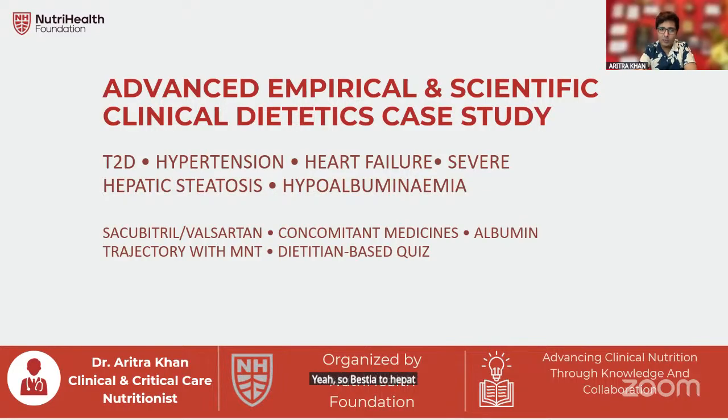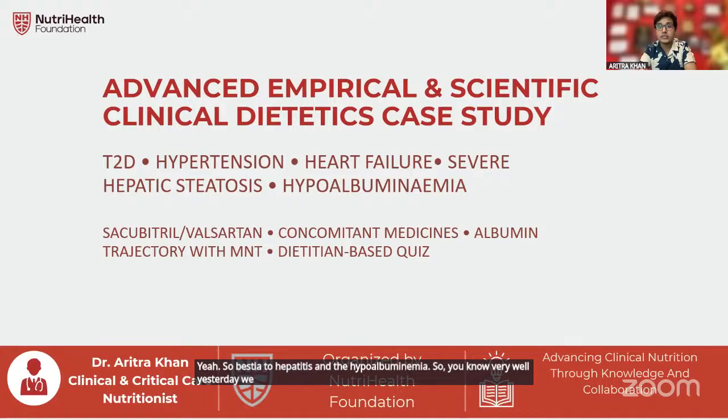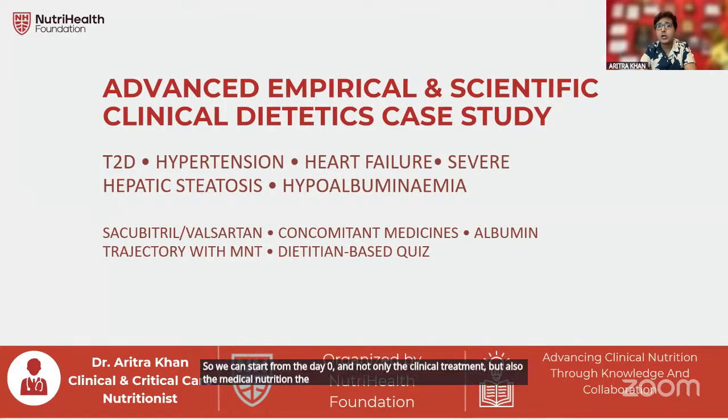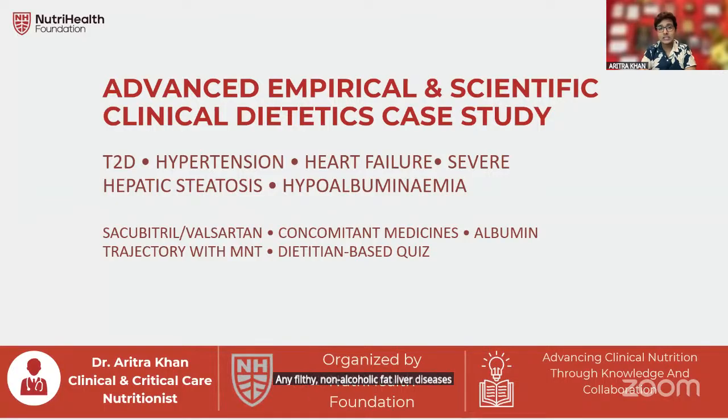Steatohepatitis and hypoalbuminemia. You know very well, yesterday we discussed World Hepatitis Day, where we discussed that we shouldn't wait for anything. We can start from day 0, and not only the clinical treatment, but also the medical nutrition therapy are the key parameters to approach holistically for making a tailor-made medical nutrition diet. That is very important. And previously we called it NAFLD, non-alcoholic fatty liver disease or non-alcoholic steatohepatitis, but the paradigm shift has changed.